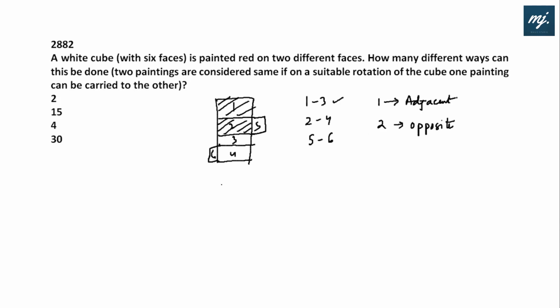Now on a white cube, you rotate it any other way, with reference to one particular face, you either have an adjacent face or an opposite face, and there is no third kind of face related to one particular face on a cube. Either it's sideways, that is adjacent, or opposite. So in only 2 ways you can color any 2 faces with red, so that whatever rotation you do, you end up getting the same sequence always. Answer is 2, option A.